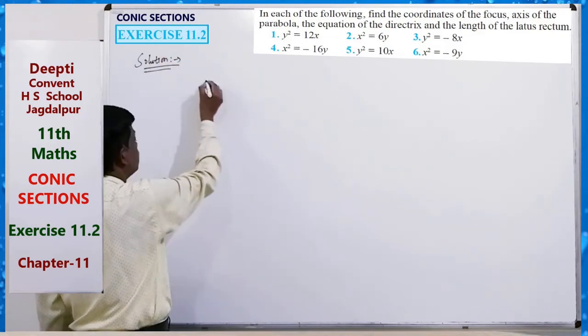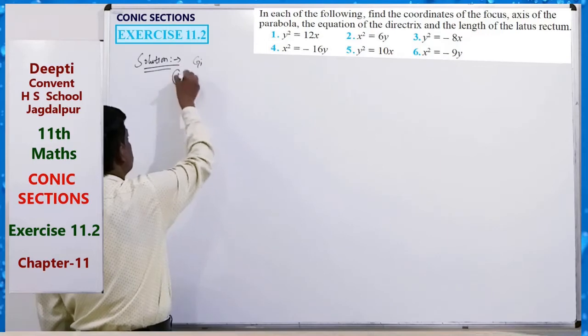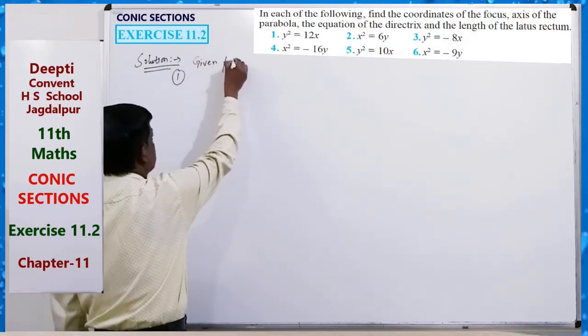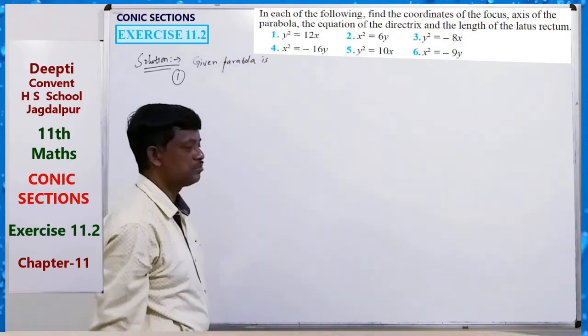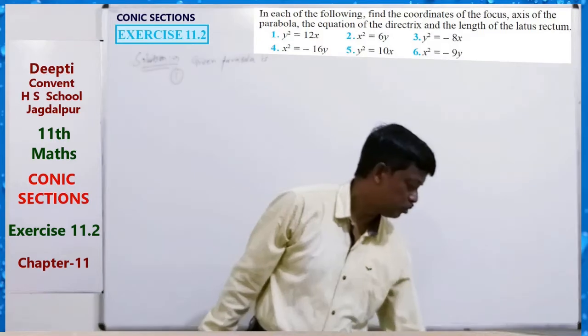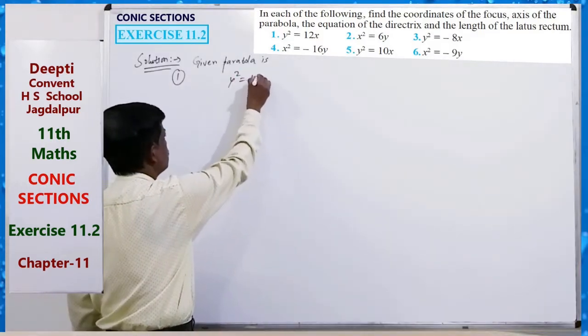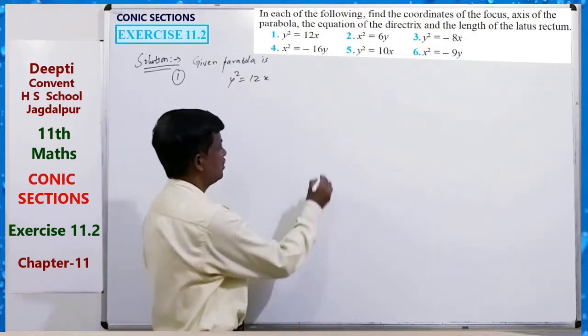Let us find this, given question 1. The given parabola is y square equal to 12x. Y square equals to 12x. Okay. We have to find what?